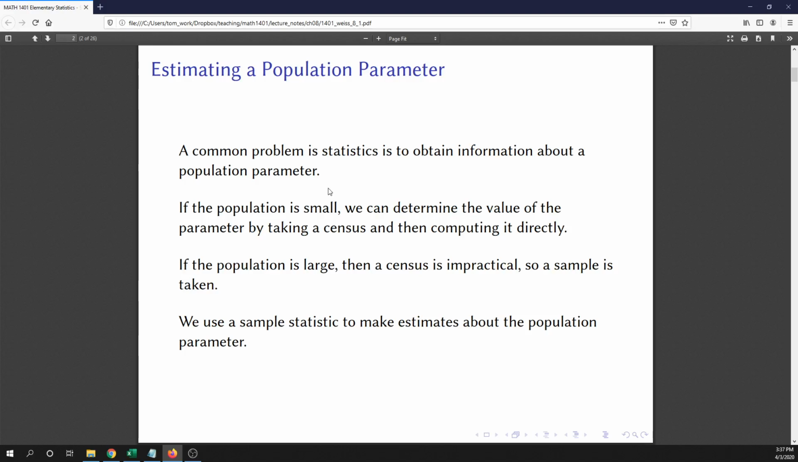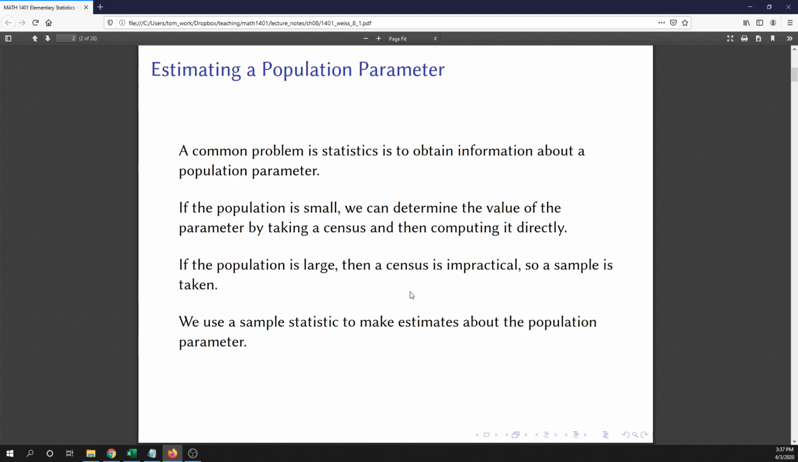Okay, and if the population is small, what you can do is just take a census, right? In other words, get information from every single person in your population, or whatever the population is, and then compute the parameter directly. So, for instance, we might take a census and take data from everything in our population, and then just calculate, say, the mean or the standard deviation by the formulas that we talked about earlier in the course. The issue, though, is when the population is really big, then a census is impractical.